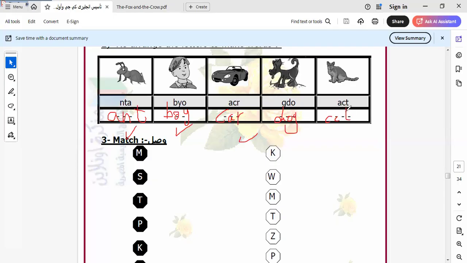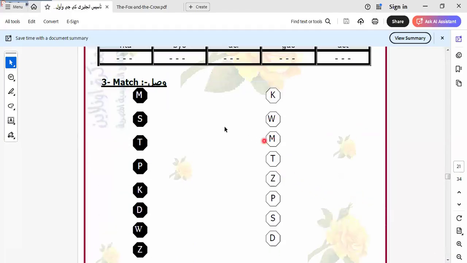Let's continue the rest of the exercise. Letter M, this one by this one. Letter S, this one by this one. T, this one by this one. B, this one by this one.